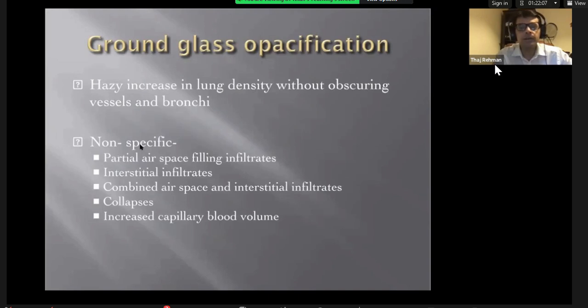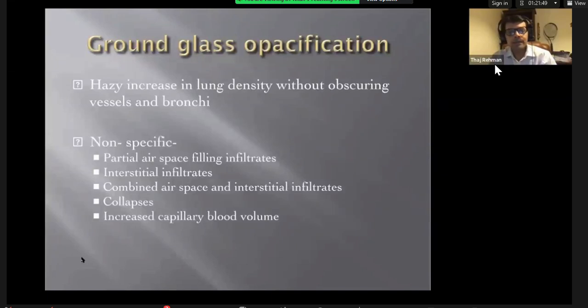It's quite non-specific. The differentials are quite wide. It can be partial airspace filling infiltrates. It can be interstitial infiltrates. It can be combined airspace and interstitial infiltrates. It can happen in collapses and increased capillary blood volume.